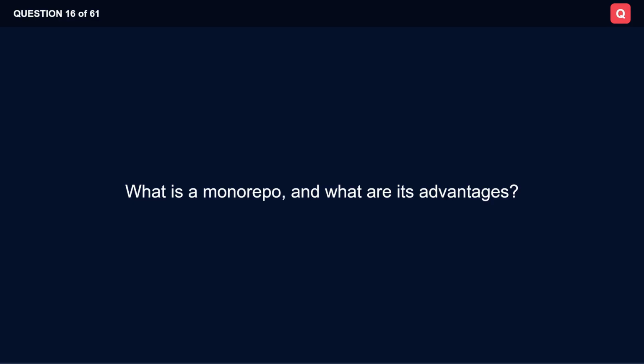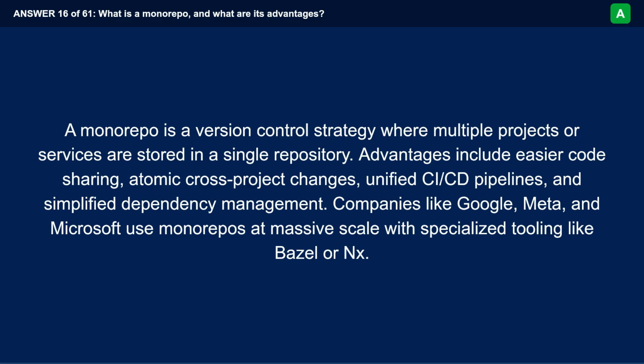What is a monorepo, and what are its advantages? A monorepo is a version control strategy where multiple projects or services are stored in a single repository. Advantages include easier code sharing, atomic cross-project changes, unified CI/CD pipelines, and simplified dependency management. Companies like Google, Meta, and Microsoft use monorepos at massive scale with specialized tooling like Bazel or NX.